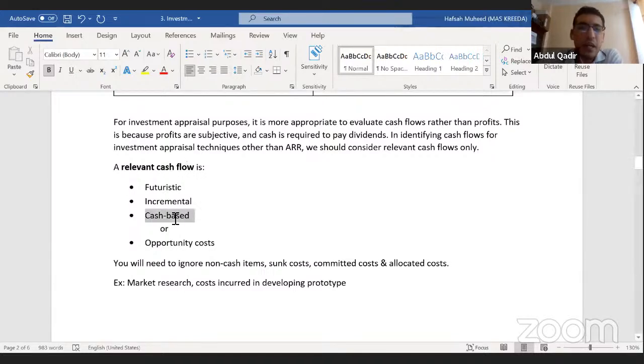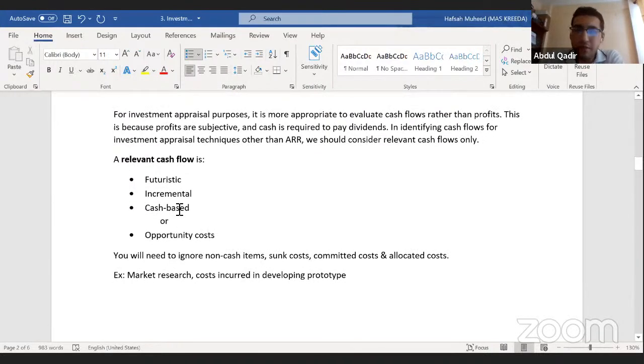And of course, it has to be cash based. Or it's also called opportunity cost. That means in your investment appraisal, you need to include any opportunity costs. Let's say you have allocated certain funds to invest in a project and kept them aside. What you could have done is put it into a bank and earn some interest. Now you're not earning that interest because you have kept the money separately for this project. That is an opportunity cost, the money or income you're not earning. That needs to be considered as well. All of these come under relevant cash flow.